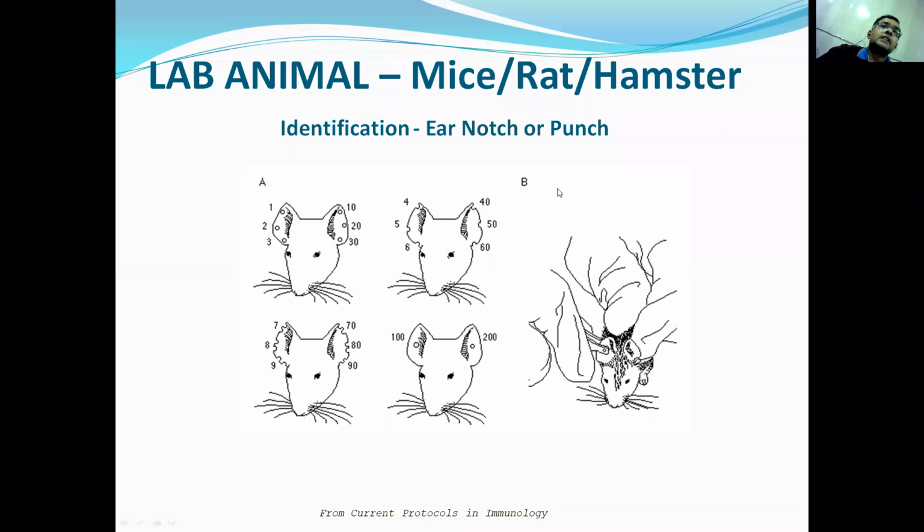So in such cases, identification can be performed by ear notch or punch. You can make some fashion of punching, or you can make some number of holes that will help to identify that animal. Many times people also put some stain, but stain may fade, so that will be difficult for long-term identification. So generally ear notch and punching are the common methods for identification of laboratory animals.